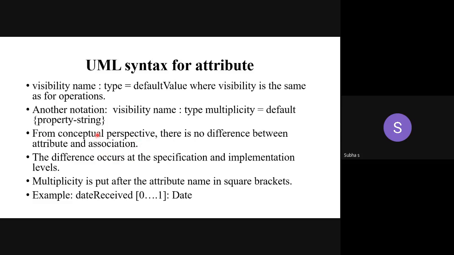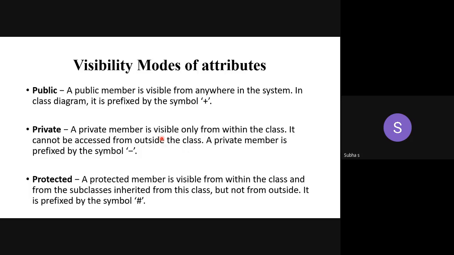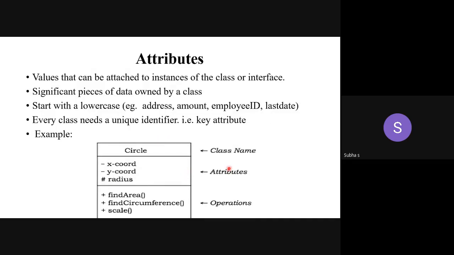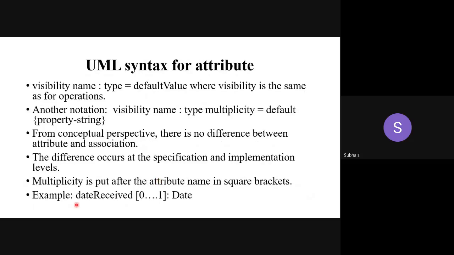There are three different perspectives. What are those? Conceptual perspective, specification perspective, and implementation perspective. These are the three perspectives. Conceptual perspective means I am denoting some concept. But with respect to the conceptual perspective, there is actually no difference between attribute and association, because you have an attribute that I am going to associate with the other class. That means I am going to associate these attributes only to the next class. So there is no actual difference, but there is a difference at the specification level and the implementation level.